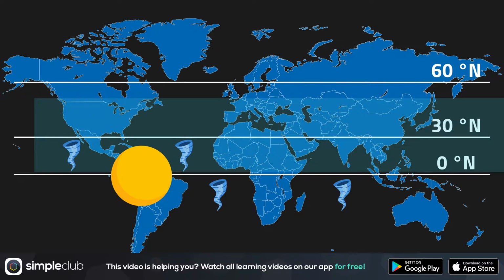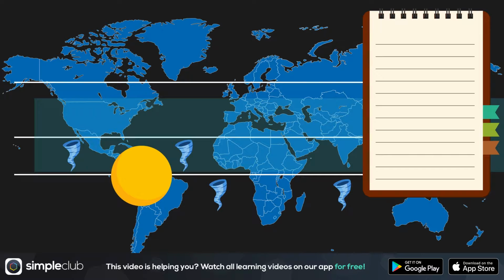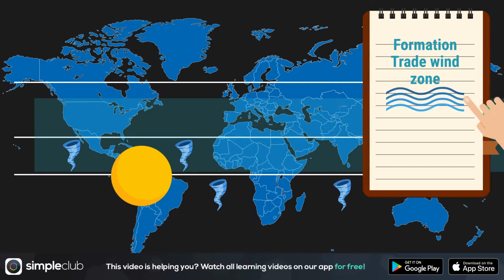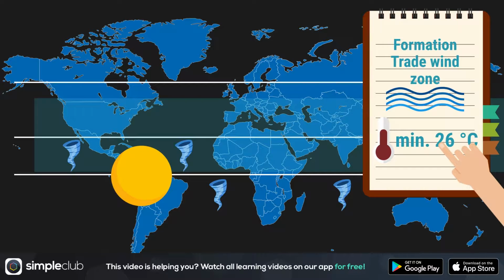So, there are two things you can remember about hurricanes. First, they only form in regions where trade winds blow with a lot of sun, and only at sea. And what's also helpful to remember: the water temperature must be at least 26 degrees centigrade for a hurricane to form.